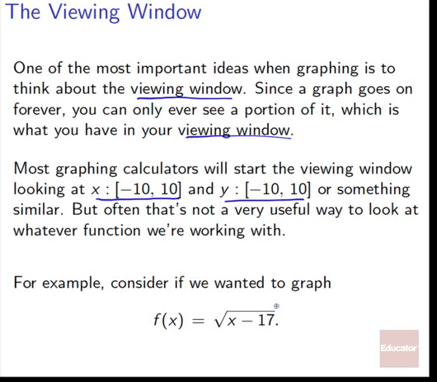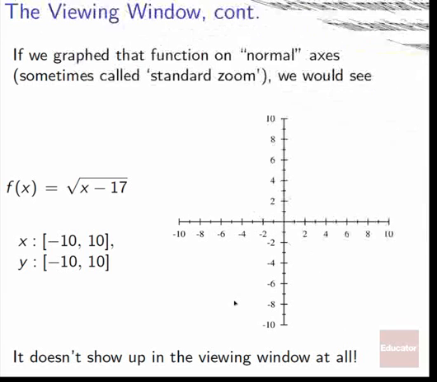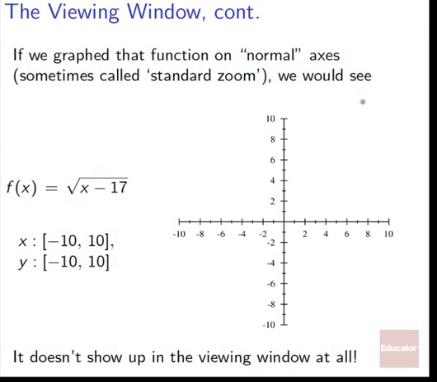For example, consider if we wanted to graph the function f of x equals the square root of x minus 17. Well, if we graphed that function on normal axes, sometimes called standard zoom, we would see this. It doesn't show up on the viewing window at all. So f of x equals the square root of x minus 17 with x going from negative 10 to 10 and y going from negative 10 to 10 doesn't show up at all in a standard zoom, because the square root of x minus 17 isn't defined for any x value going from negative 10 to 10. So it doesn't wind up working.